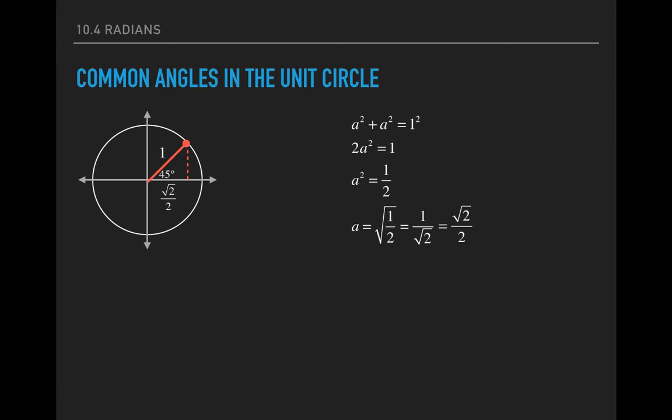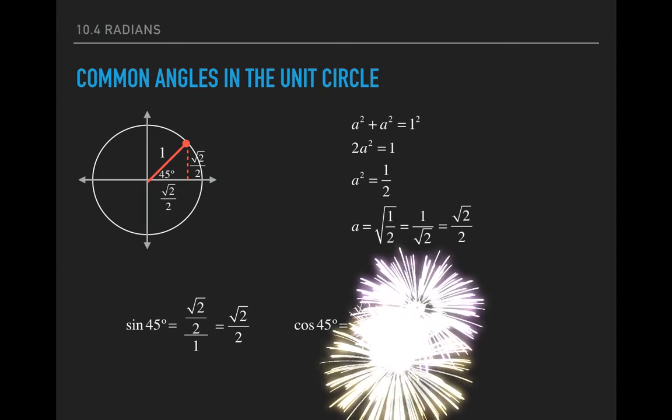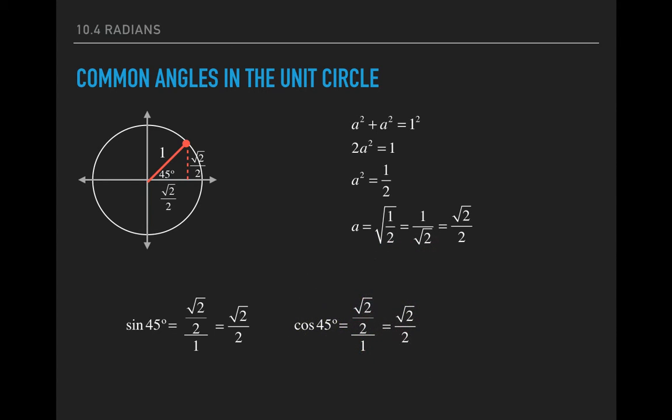That would be the measure of both of those legs in your triangle, which means sine of 45, sine is your y value over 1. So sine of 45 is square root of 2 over 2. And cosine of 45 is the adjacent over the hypotenuse, which simplifies to just square root of 2 over 2. That's our first common angle. And that point would be located at square root of 2 over 2, square root of 2 over 2.